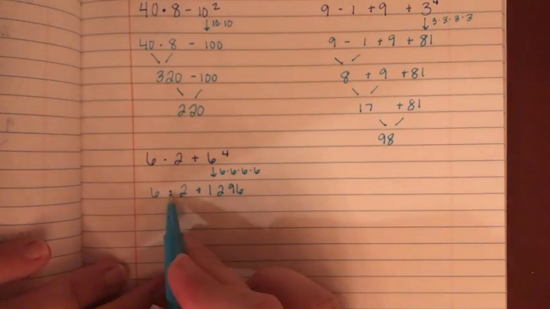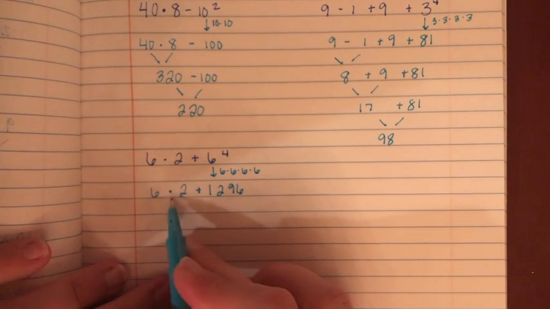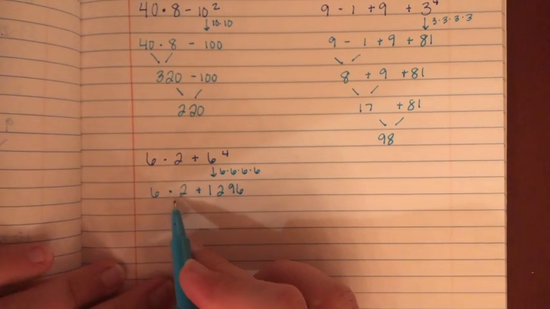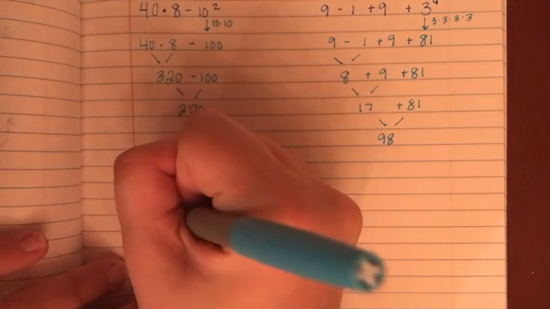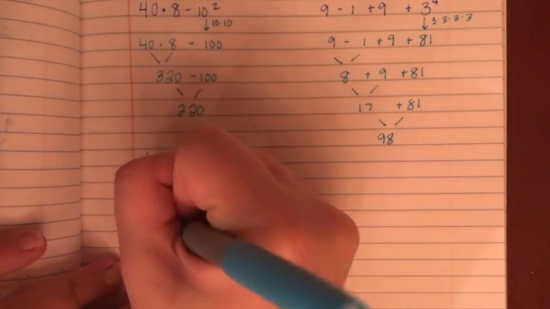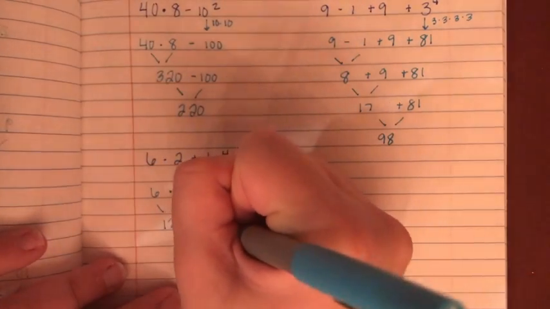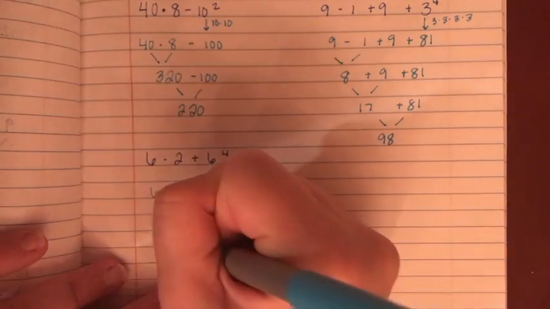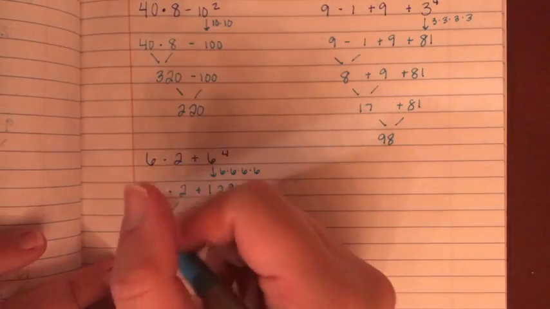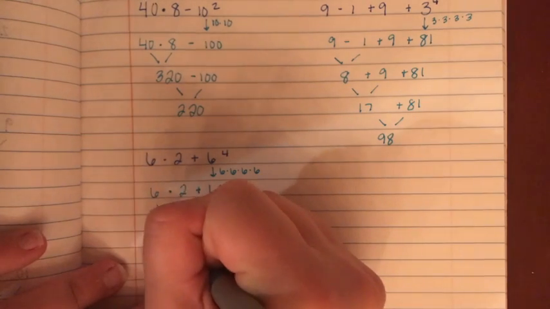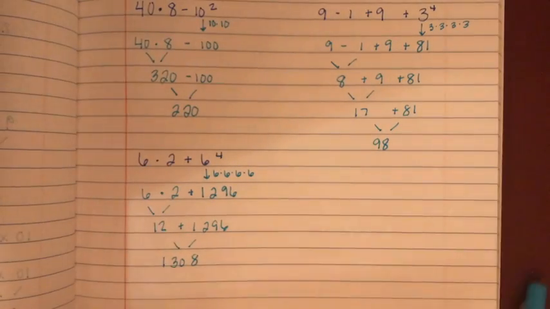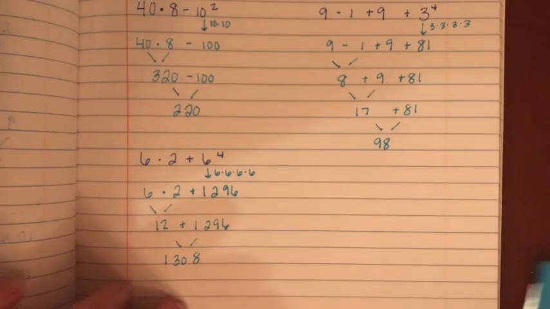Remember that the dot always means multiplication. We use this because when we get in algebra, we use x as our unknown. So now I multiply, and I get 12 plus 1,296. And I was only one step, so I can add, and I get 1,308. Okay, let's do another one.